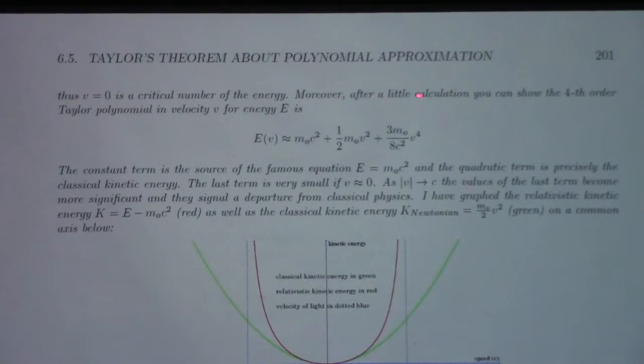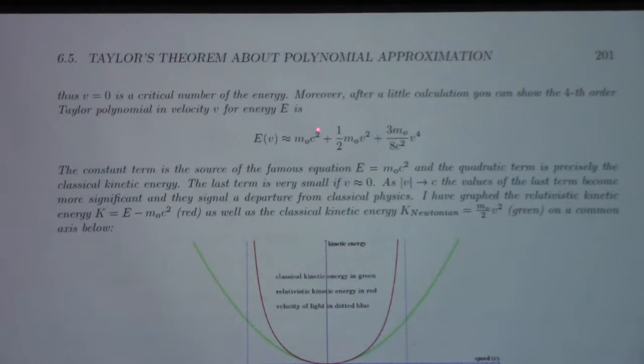Okay, after a little more calculation, you can show the fourth order Taylor polynomial in velocity v for the energy E is the following. The 0th term is m naught c squared, then you have plus 1/2 m naught v squared, and then plus 3 m naught divided by 8c squared times v to the 4th. So this is what the relativistic energy is expanded as a power series in the velocity.